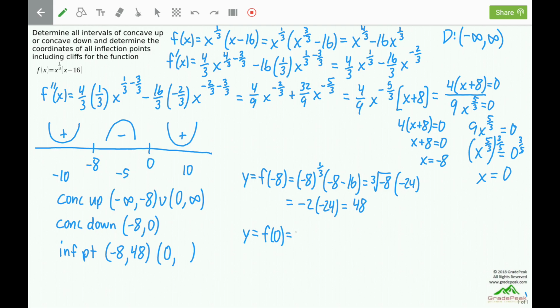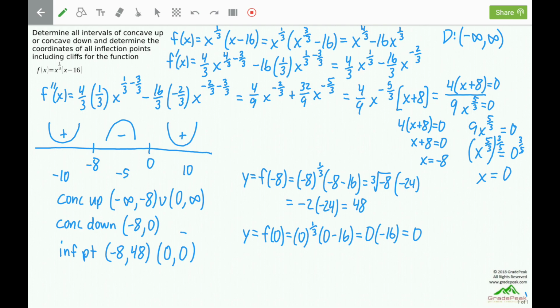Which will be 0 to the 1/3 power times 0 minus 16. 0 raised to any non-zero positive number will be 0. 0 minus 16 is negative 16. 0 times any number is equal to 0. So we have a corresponding y-coordinate of 0.